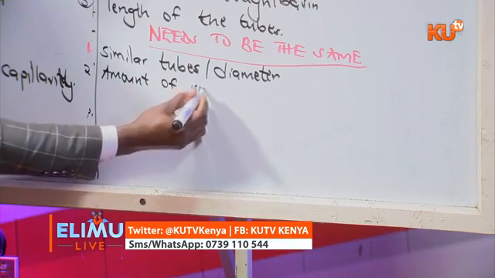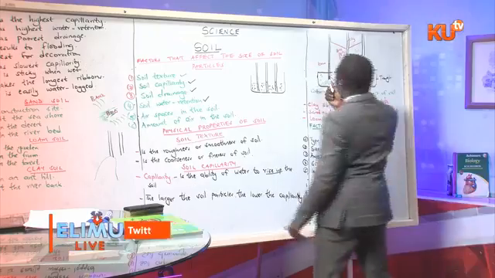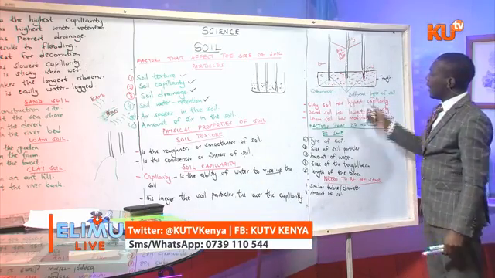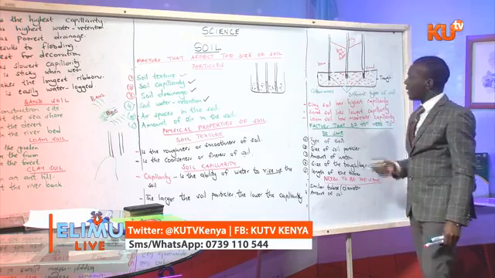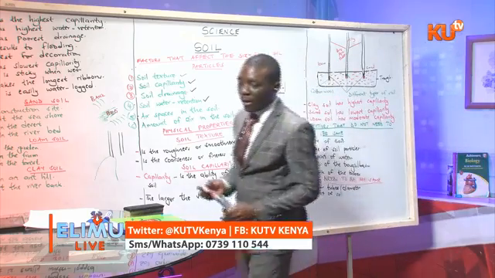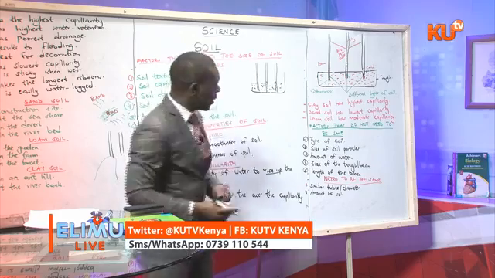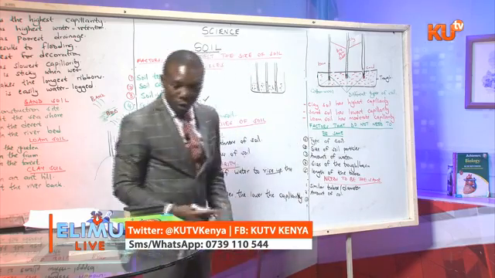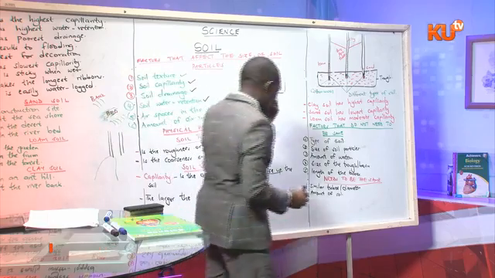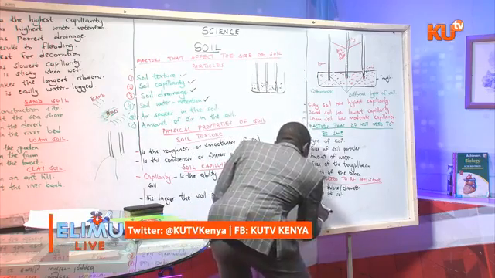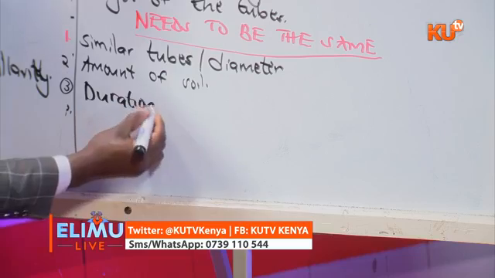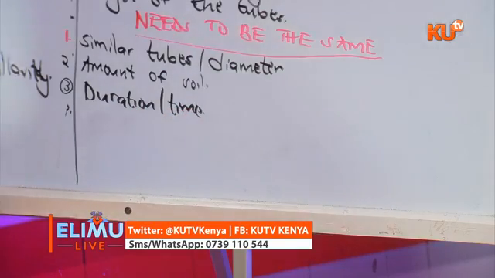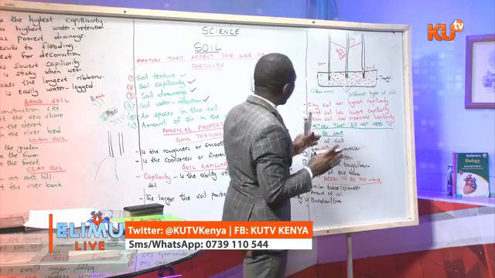Amount of soil. If you place here two spoonfuls of loam soil, in the other tube you place two spoonfuls of clay soil, and then the other tube two spoonfuls of what? Sandy soil. So the amount of soil should be the same. Another thing that should be the same is what we call the duration or time. So the time you immerse these tubes inside this trough should be the same.